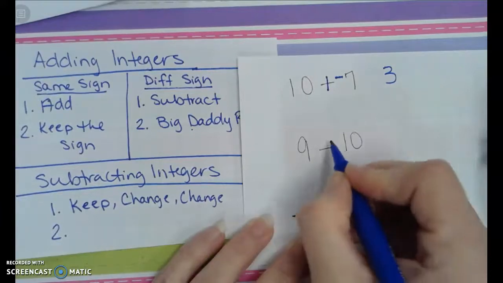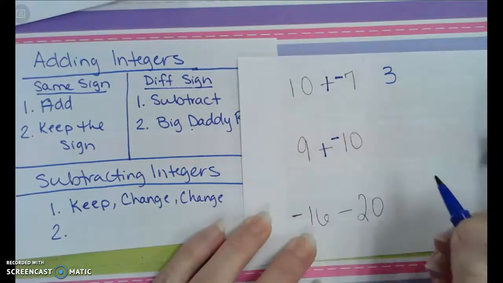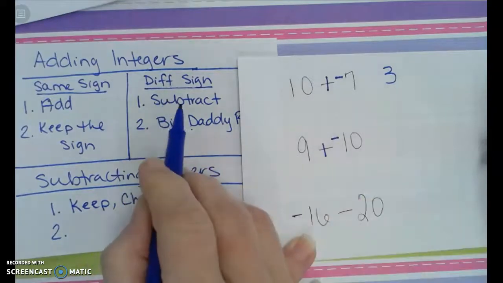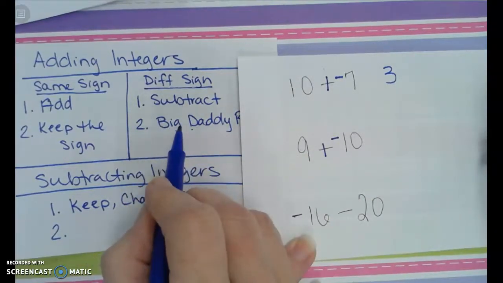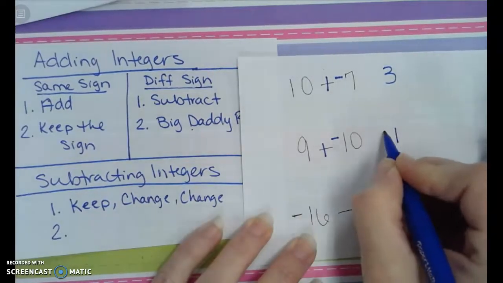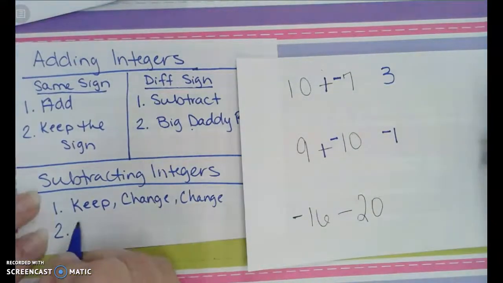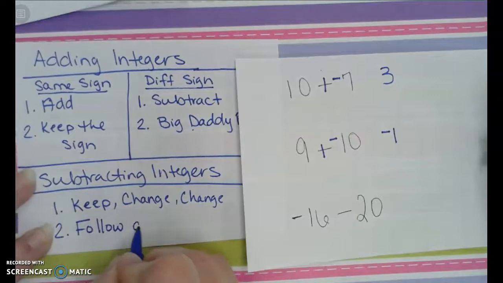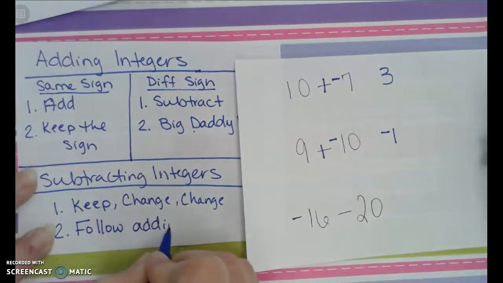We're going to keep, change, change. Now the signs are different. Different says subtract and Big Daddy rules. So the signs are different, we subtract, and it's going to be negative. So then step 2 would be follow adding rules.